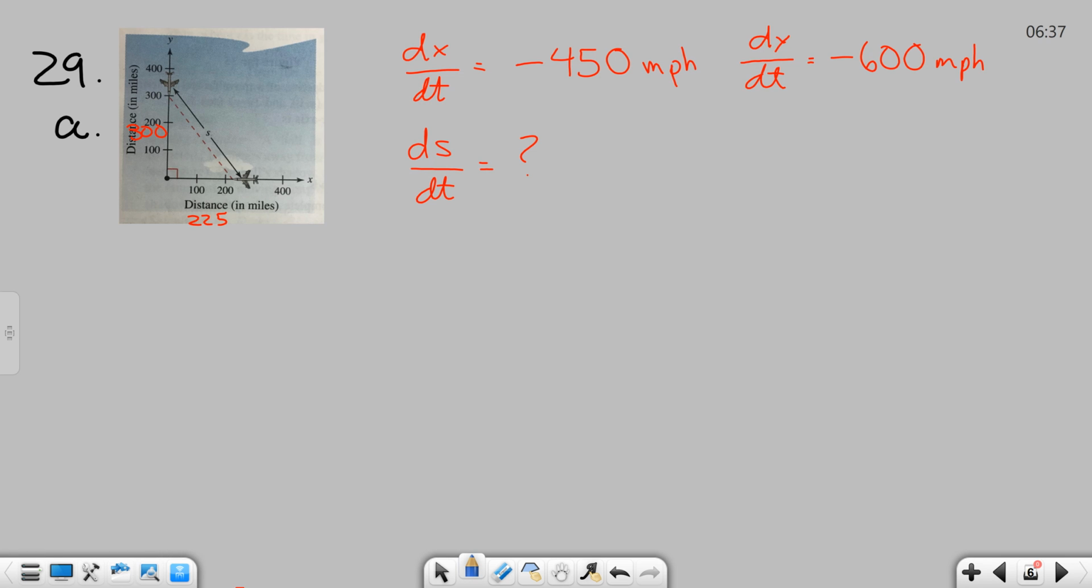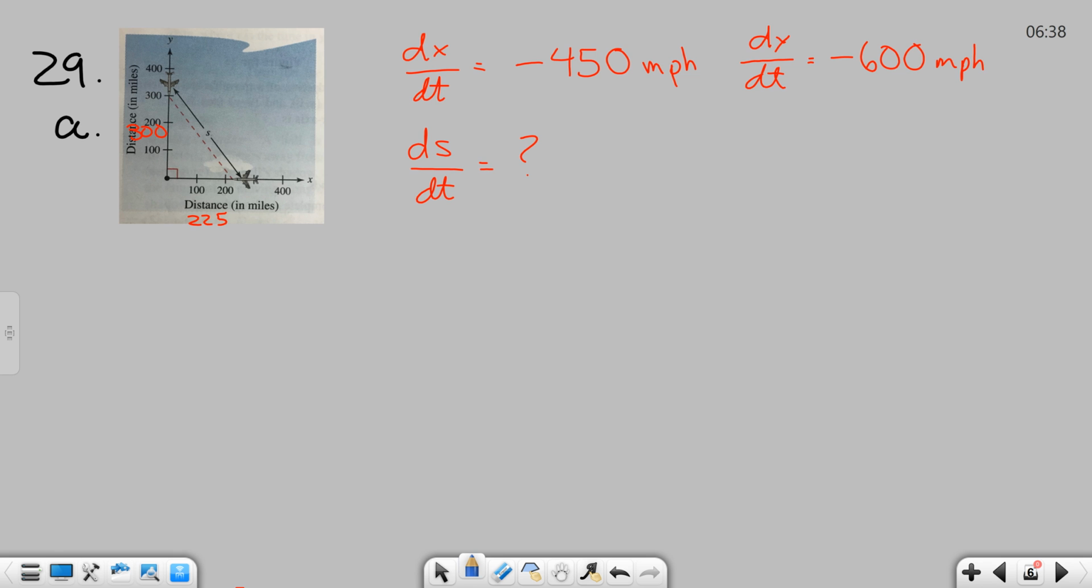All right, in problem 29, things can get ugly. We've got two planes that are heading towards each other. One is 300 miles away from this point, and the other is 225 miles away. So the y value would be 300, the x value would be 225.